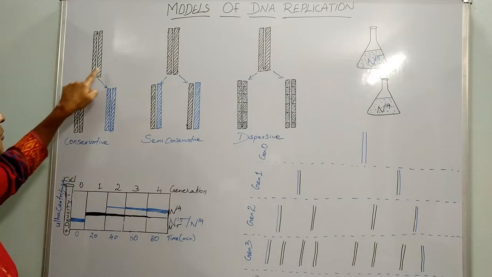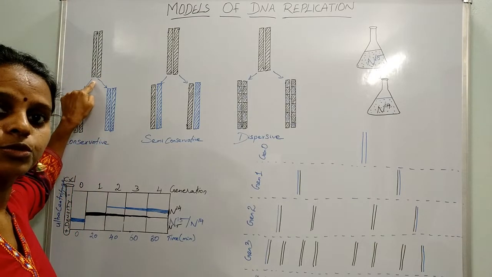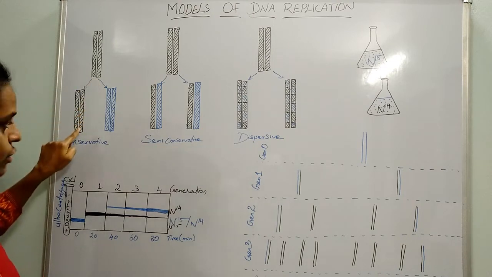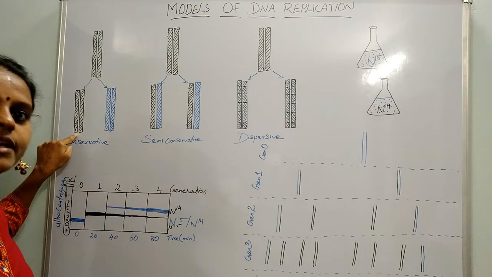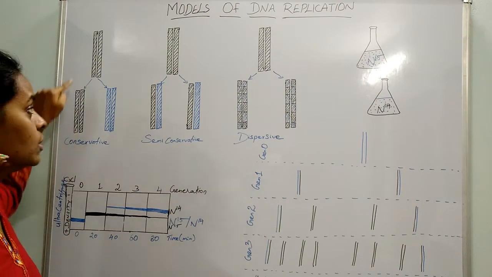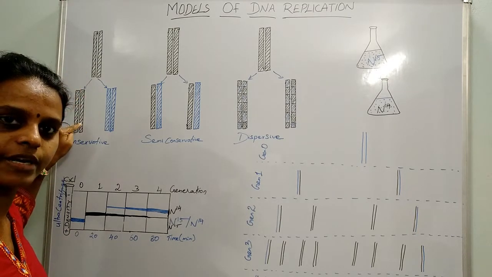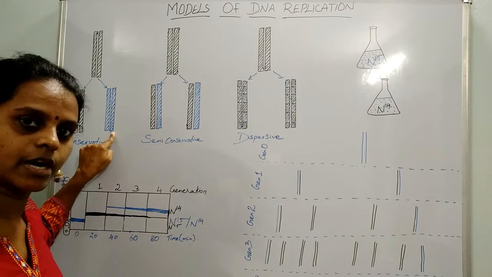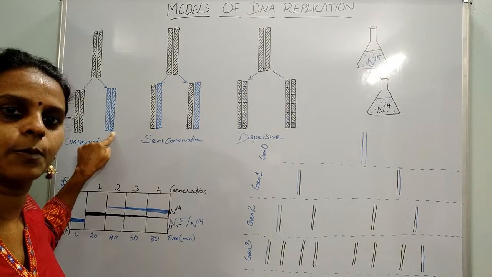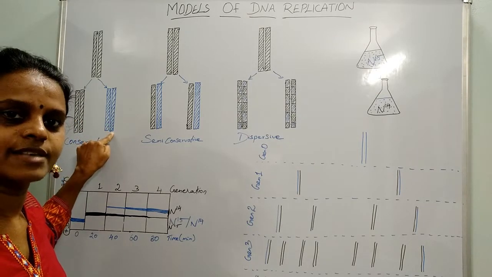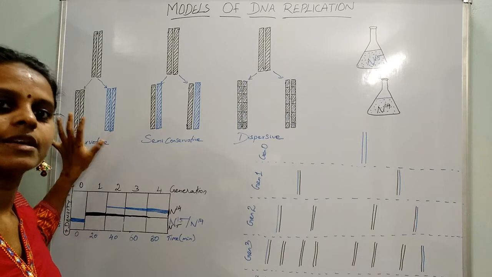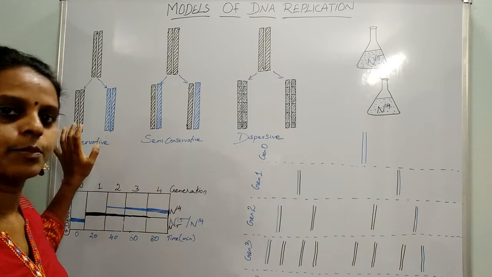You can see here, one of the daughter molecules is completely similar to the parent DNA molecule. That is, both the strands are derived from the parent, whereas the other daughter DNA molecule is a completely newly synthesized molecule. So this is the conservative mode of DNA replication.